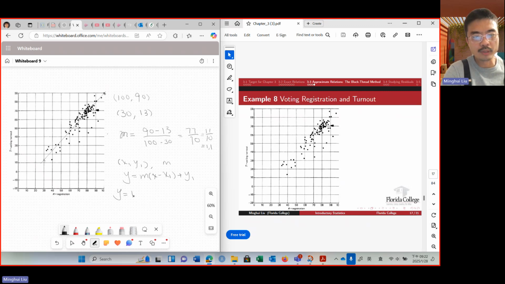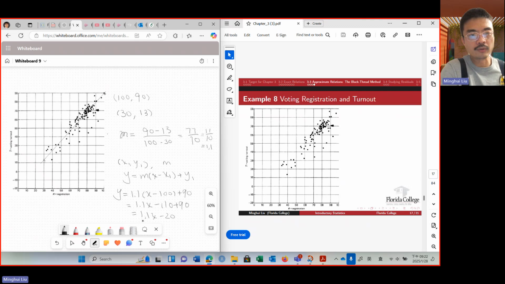So y equals 1.1 times (x minus 100) plus 90. This turns out to be 1.1x minus 110 plus 90, which is 1.1x minus 20. So this is the point slope form of this line. You can actually check your answer by plugging in x equals 100. You get 110, minus 20 is 90.